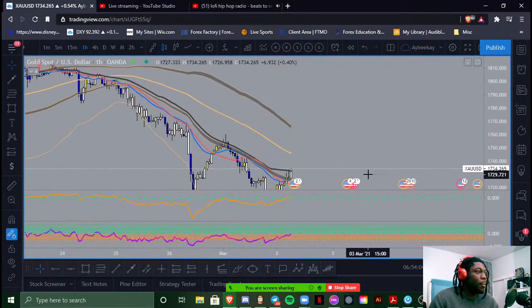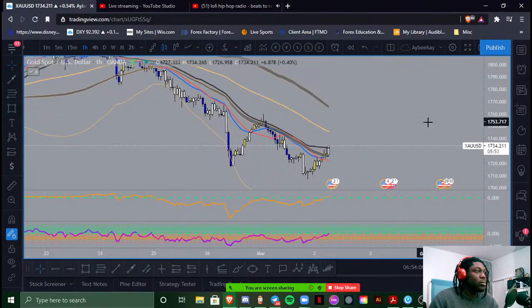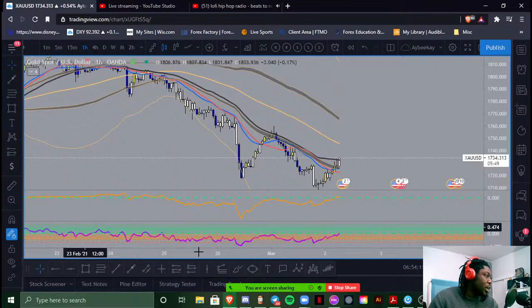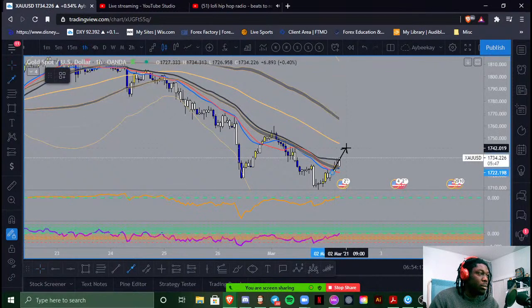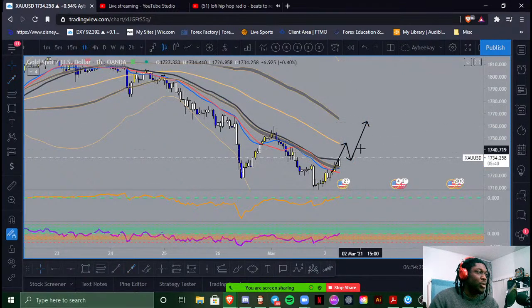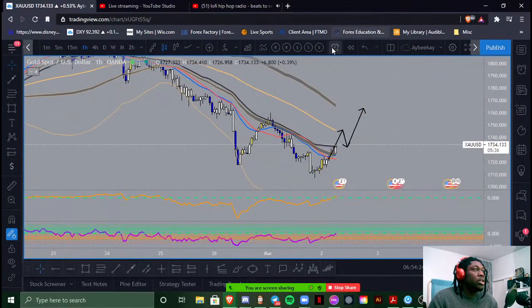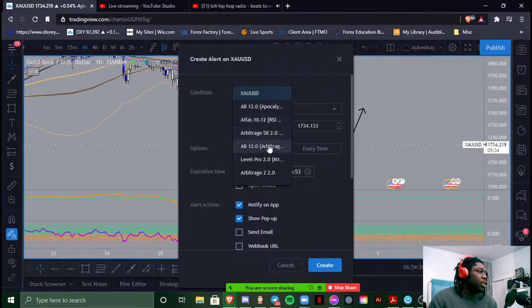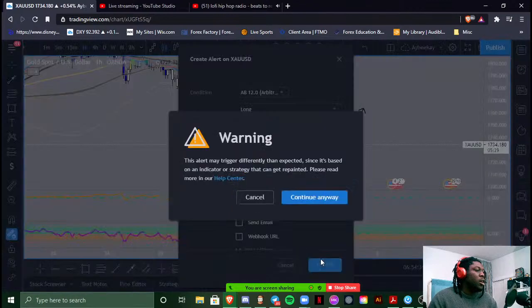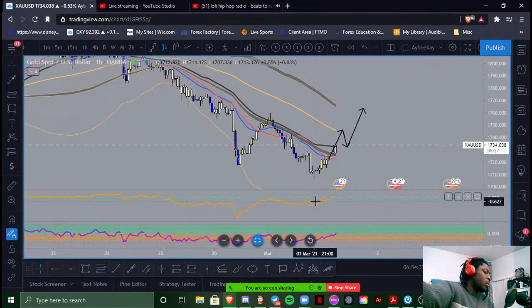1 hour time frame might be calling for a buy very shortly. So if it does call for a buy, then I can get 1762 very nicely. Would be a break, retest type of move, as per usual. But I'm not too crazy over this regardless. But we'll see how things play out. I'll go ahead and set a buy alert for it. Long, create, and continue anyways. Or anyway. I like saying anyways.